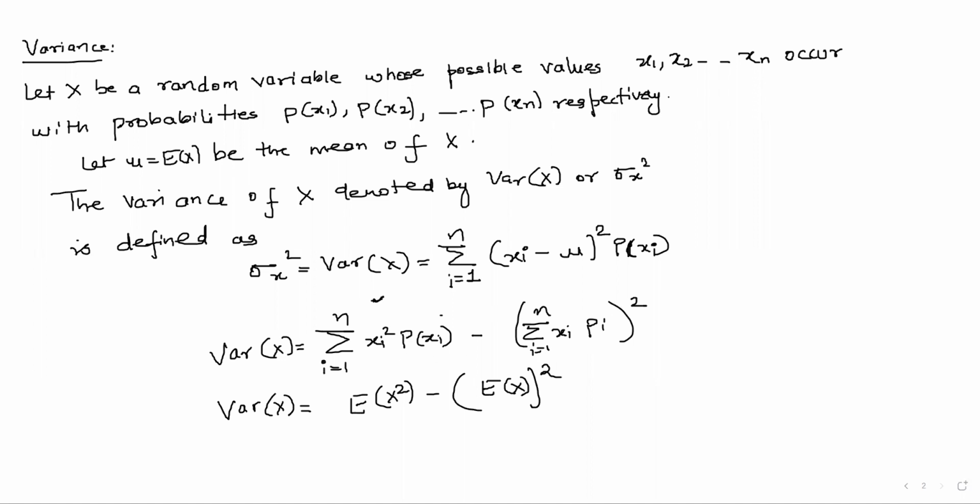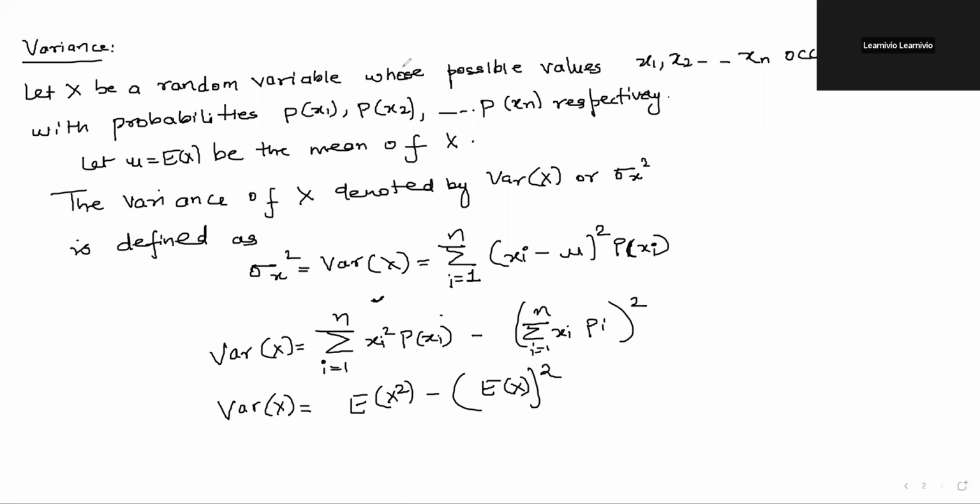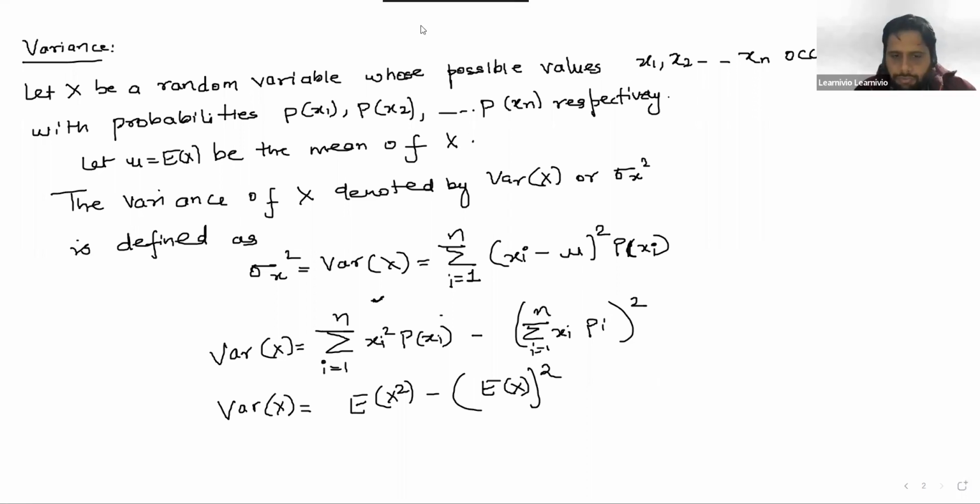Now, what is a variance? Mean you already know, sum of observations by total observations. Okay. So mean you already know, it is the sum of observations by number of observations.